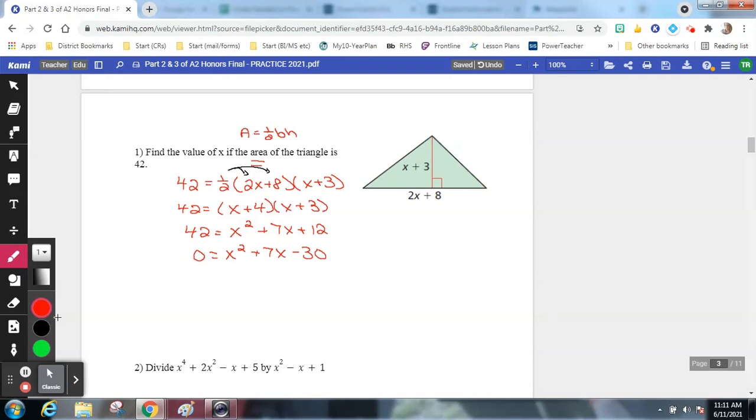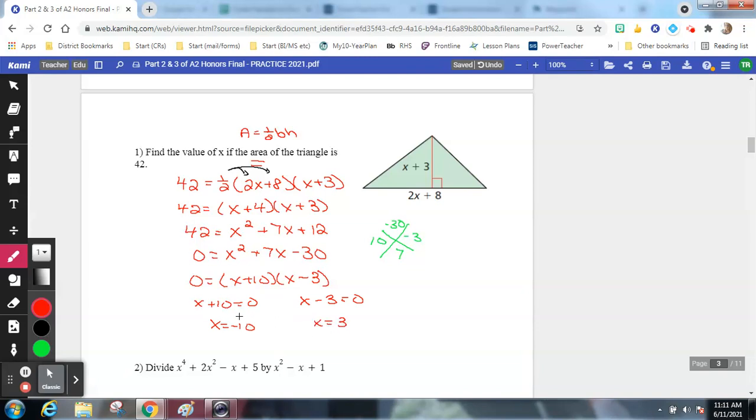And now I'm here. I need to factor that so I can solve it. So factors of negative 30 that add to 7. Well, positive 10 and negative 3 definitely multiply to negative 30. If I add them, I do get a positive 7. So those are my factors. Okay, set each factor equal to 0 and solve. So I get x equals negative 10 and x equals 3.